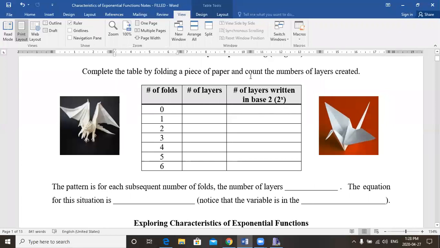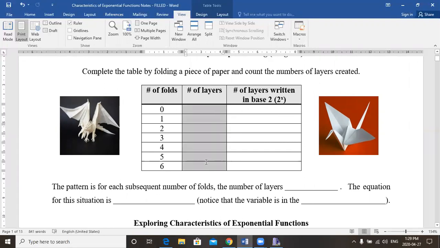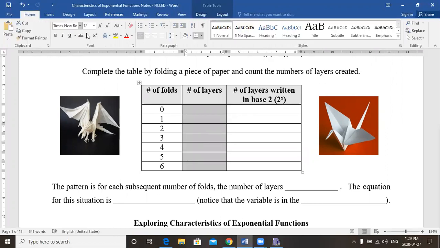Okay, so you'll need one piece of paper for this, and you are going to fold it the number of times here, and you're going to count the layers and put the layers here, and then you are going to represent the number of layers as an exponent of base 2. So for example, I'll do the first one with you. If you have no folds, then you would have, of course, one layer.